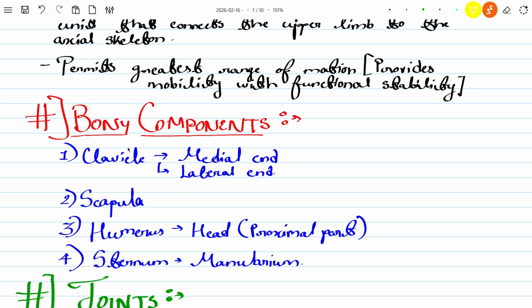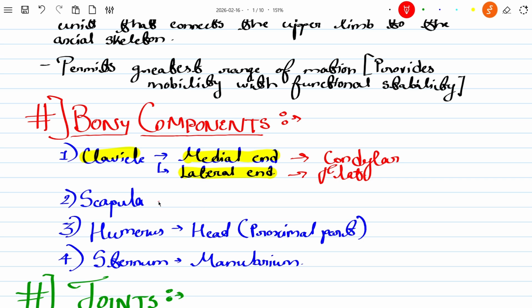Coming to the bony components, we have the clavicle. We have the medial end of the clavicle and the lateral end of the clavicle. The medial end, I guess, is condylar in nature, and the lateral end is flat in nature.